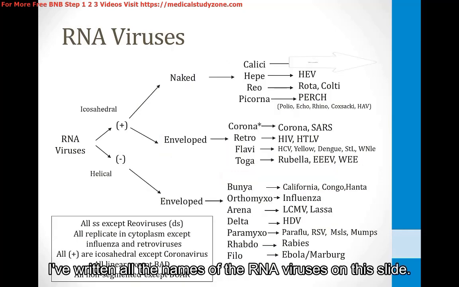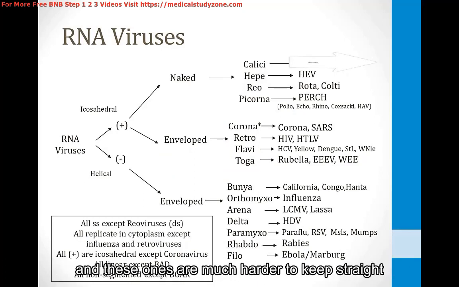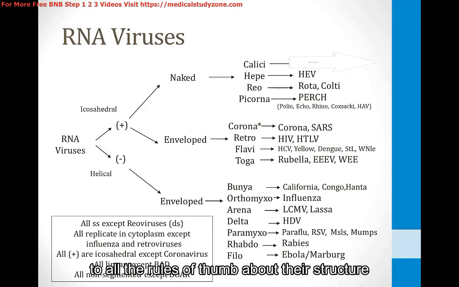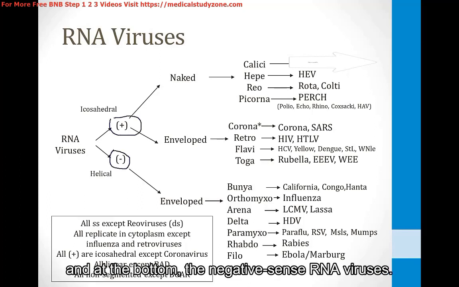I've written all the names of the RNA viruses on this slide. This is a much bigger group than the DNA viruses, and these ones are much harder to keep straight because there are lots of exceptions to all the rules of thumb about their structure and how they replicate. At the top, I've listed all the positive sense RNA viruses, and at the bottom, the negative sense RNA viruses.